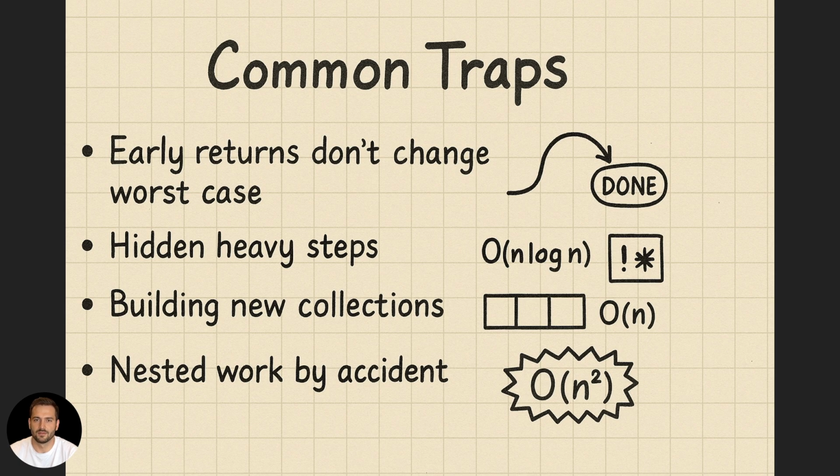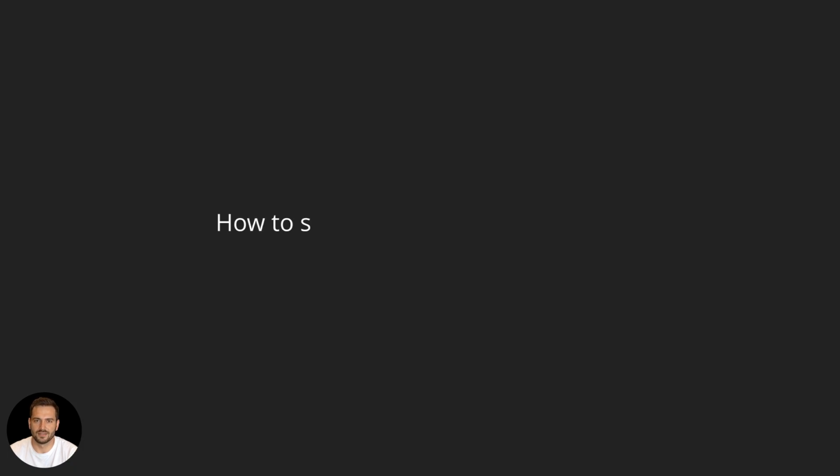3. Building new collections. If you copy or build a result the same size as the input, that is O of n space. If you keep a stack or a map of up to n items, say O of n space. 4. Nested work by accident. A map inside a loop is fine, but a scan inside a loop over the same data might accidentally make O of n squared.